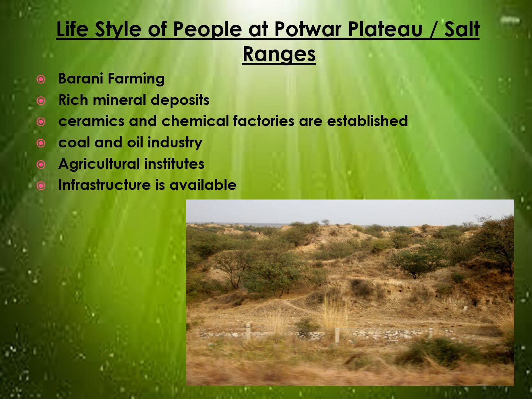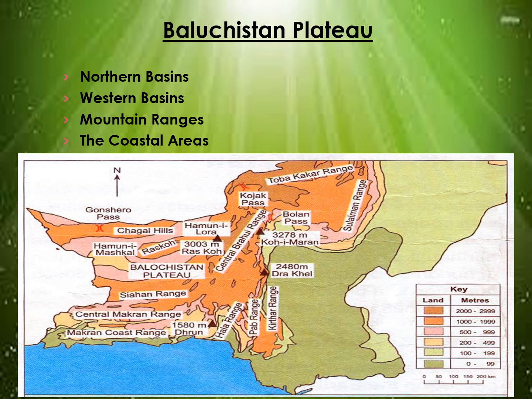Ceramics and chemical factories are established there. The coal and oil industry is very famous there, like Attock Oil Refinery near Rawalpindi, which extracts oil from the Potwar Plateau and refines it in that refinery. And agricultural institutes like the University of Arid Agriculture are there. Infrastructure is available and the area is accessible by road, rail and air transport due to urban settlements. Now the next plateau is the Balochistan Plateau.